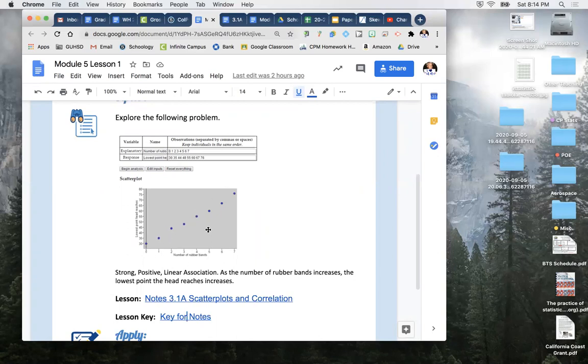What I can say about this data pretty definitively is that as you increase the number of rubber bands that you add to the bottom of this Barbie's feet, the lowest point of her head goes up. So we always talk about these graphs as X increases, Y in this case is also increasing. As the number of rubber bands increases, so does the lowest point of her head. Okay. So that's the first thing that we do when we talk about scatter plots.